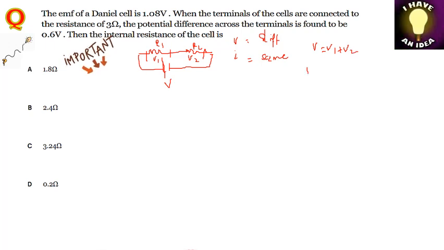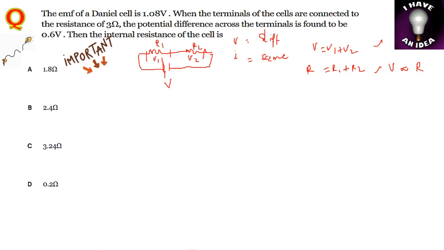And the resistance R is equal to R1 plus R2. Hope you remember, according to Ohm's law, V is proportional to I, so V is equal to IR. The same concept will work over here. Now we'll go to the question.